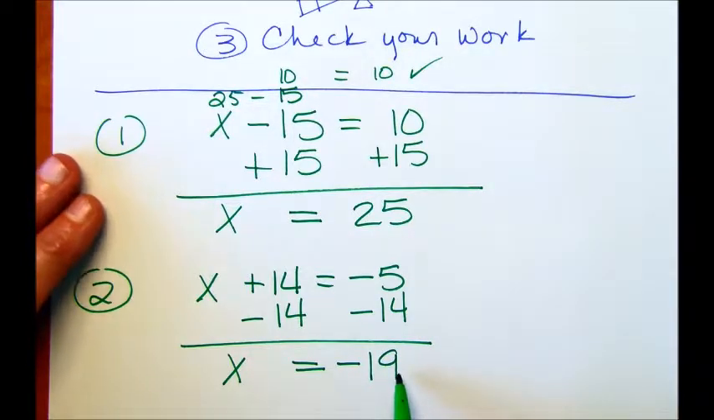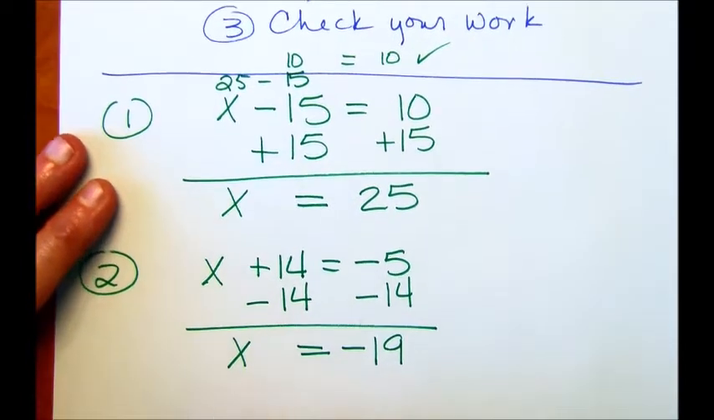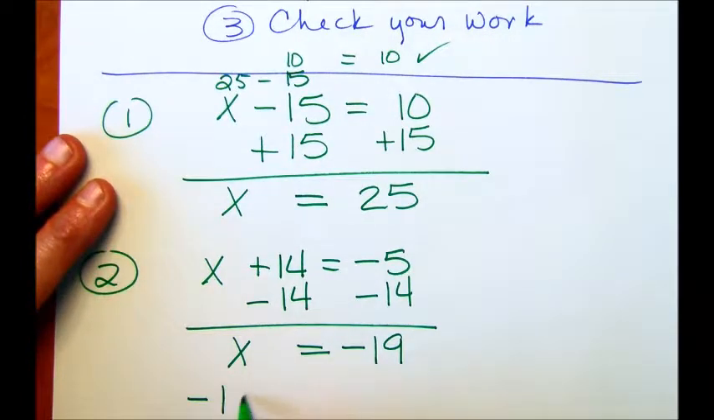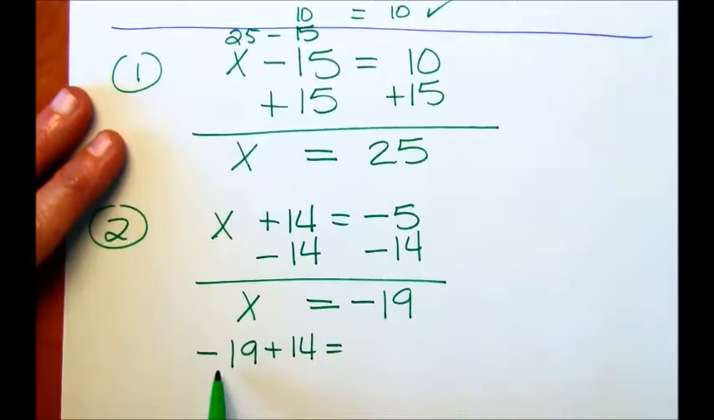Now I want to plug that back in. So I'm going to actually do it below. So if I go negative 19 plus 14, negative 19 plus 14 is going to give me a negative 5. And that's what I had up here, a negative 5.